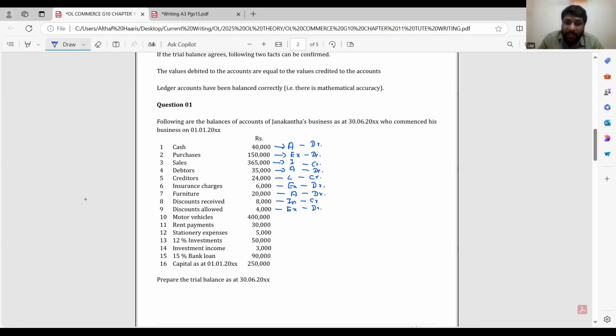Write it in the tute. This part, write it in the tute itself. Motor vehicles. Not current assets. Assets are debit. This is in unit number 11.